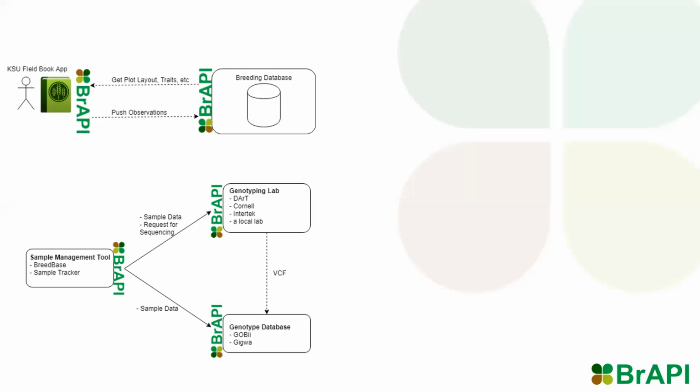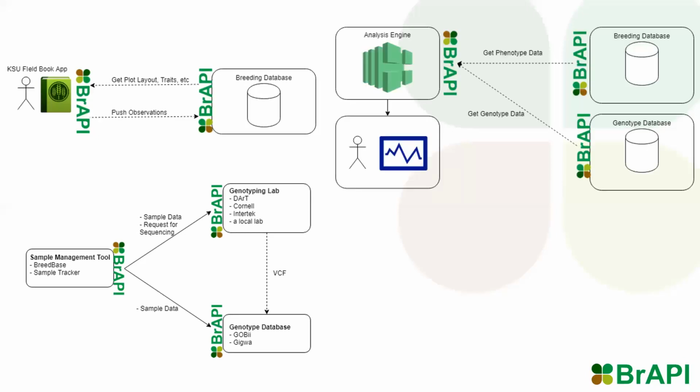When genotyping, we can automate sample data management between the breeding database and the genotyping lab. When the lab is finished processing samples, genotype data can be automatically pulled into a genotype database. When performing downstream analysis, data from multiple different sources can be pulled together using BrAPI. Because the analysis engine is using BrAPI standard data structures as input, it can be reused by any breeding program with a BrAPI-compatible database.